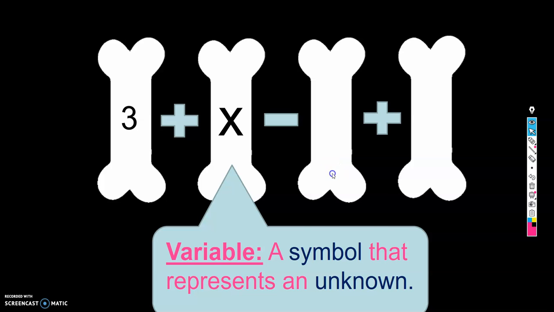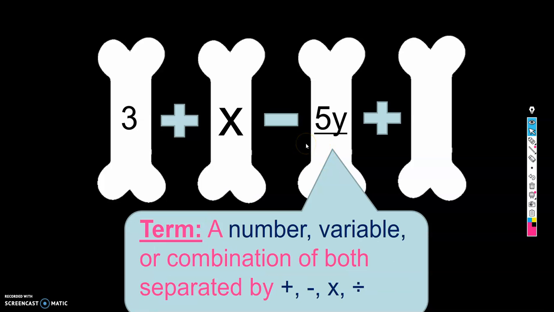Let's look at the next piece here. Finally, I have combined a number and a variable. This combination is called a term. When I have these two together, this is called a term. A term is just a number, variable, or combination of both that are separated by a plus, minus, multiplication, or division sign. And what that means is that essentially, I think of a term as a word in a sentence.